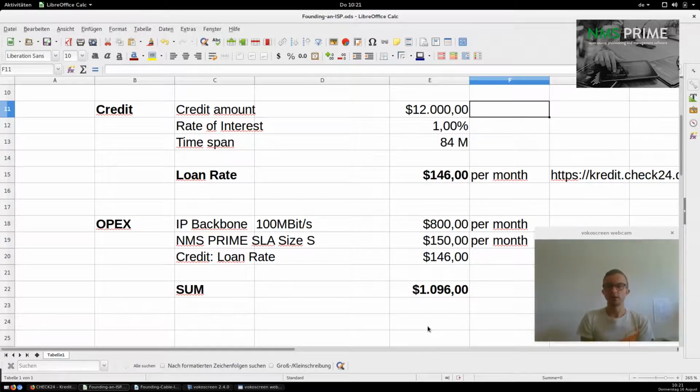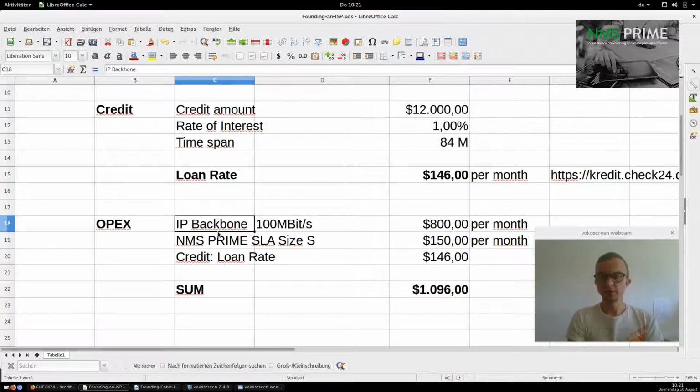OPEX means these are our monthly costs. And the biggest position, especially in Germany and I guess in Europe, will be the IP backbone. So of course when we start we need an IP backbone with at least 100 megabit, and a typical value which you need to pay per month will be about 800 euros per month.